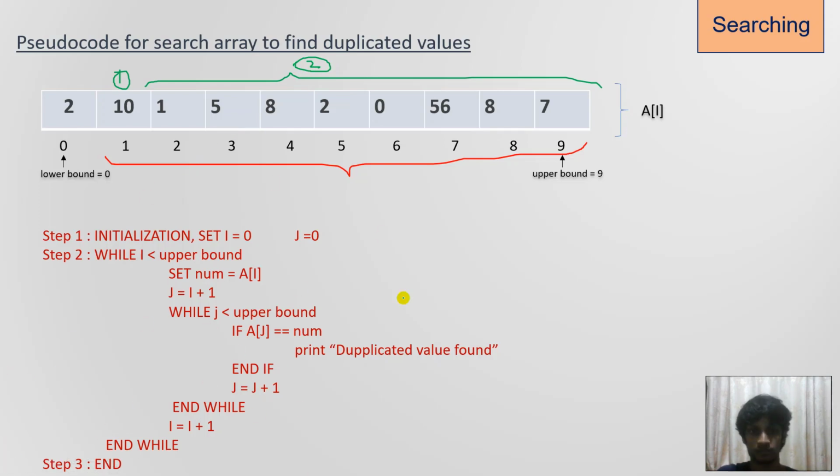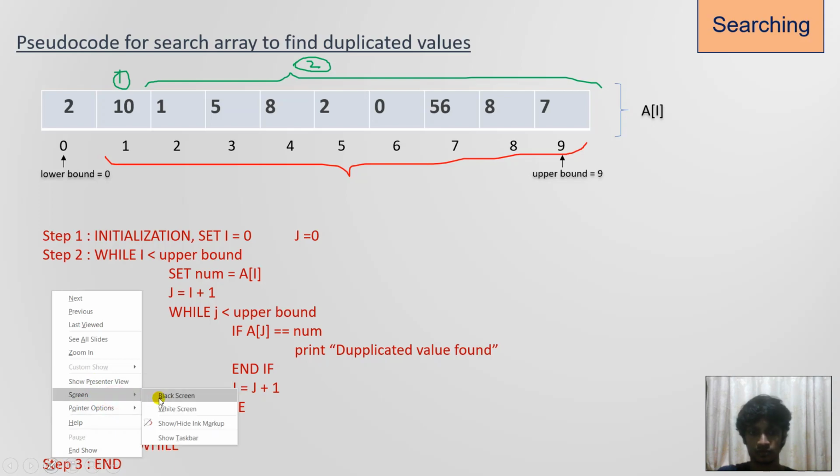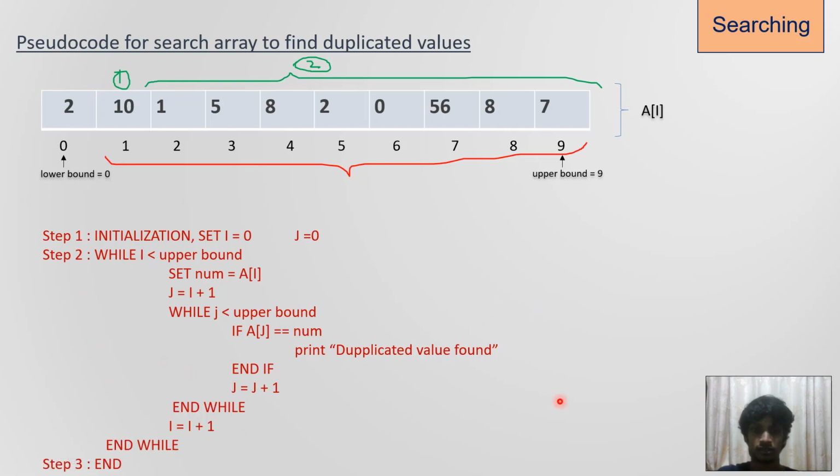So then, when it comes to the second iteration, if there are any duplicate values, it will print that if the duplicate value is found. Otherwise it will not print anything. Okay, so this is the basic pseudocode for such an array to find duplicate values. So let's move to the C code.